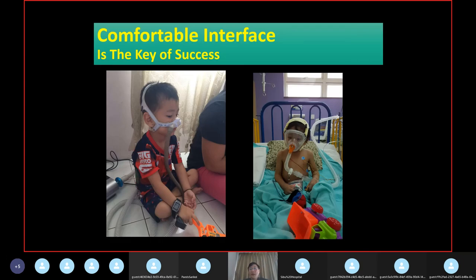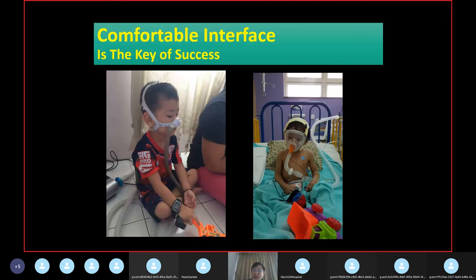In order to ensure the success of your NIV, besides knowing the underlying condition of the patient, the interface is also a very important factor that you need to look into. As you know, patients will struggle when you want to put something onto their face, especially in the toddler age group. For bigger children as well, sometimes there's a lot of struggle, because they just don't like it.